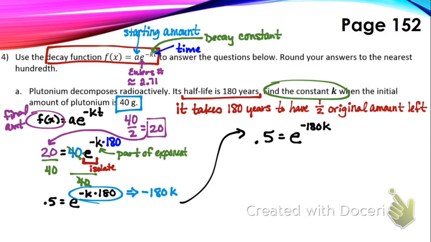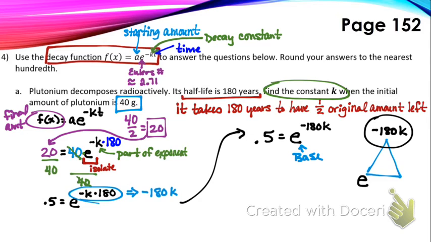When I use logs, that's how I get exponents all alone on one side. What is the base here? E. My natural log is my base. What's my exponent? Negative 180k, and that's what goes up on top here. So what's the argument? 0.5.